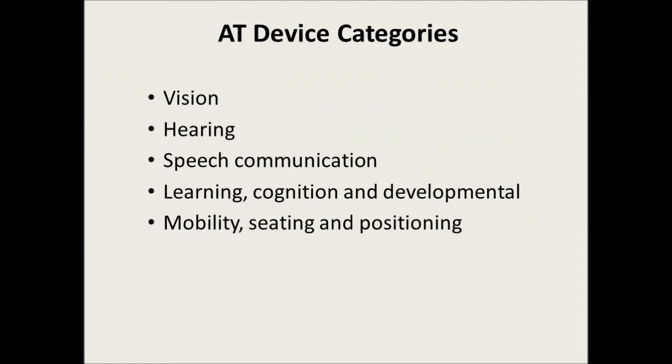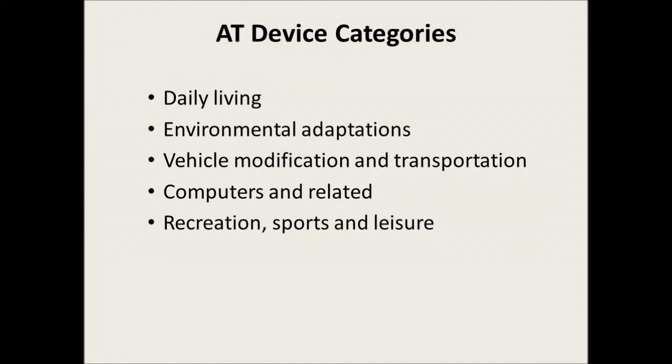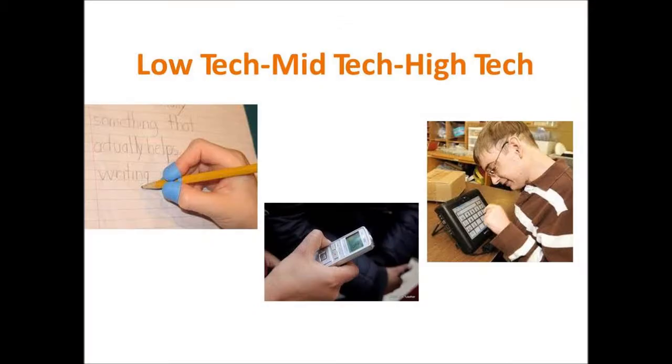Assistive technology device categories include vision, hearing, speech communication, learning, cognition, and developmental, mobility, seating, and positioning, daily living, environmental adaptations, vehicle modification and transportation, computers and related, and then recreation, sports, and leisure.